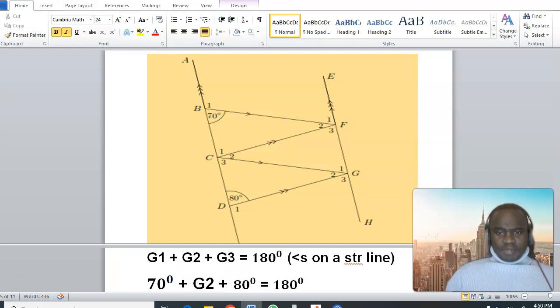We have already calculated G2. If you check this, they are equal. So here F2, we calculated F2 to be 30. All right, let's go up and see.